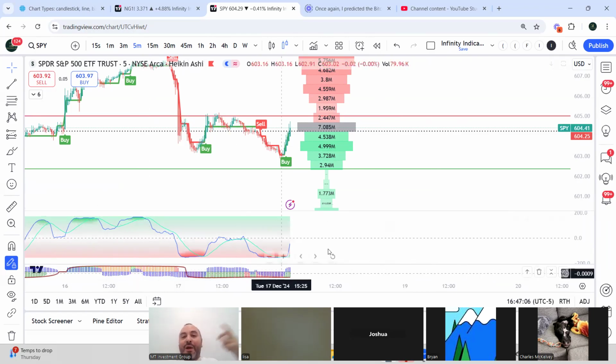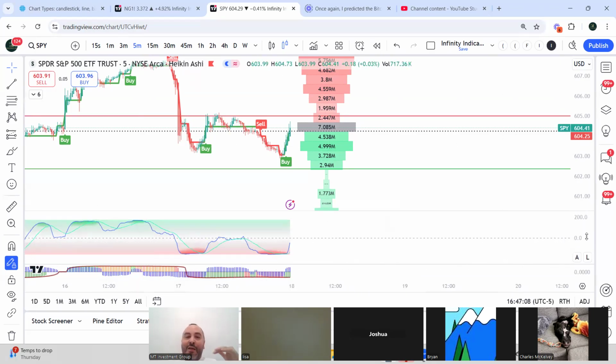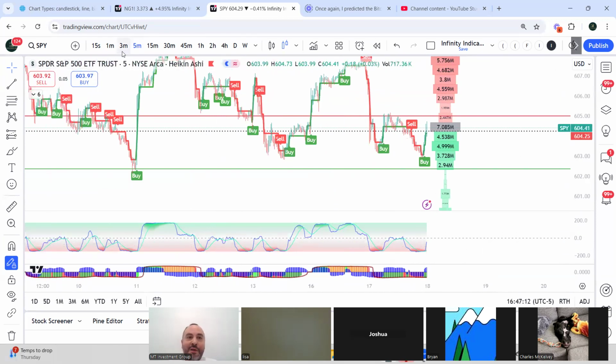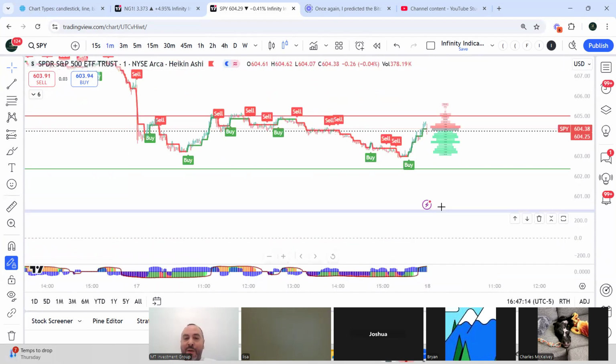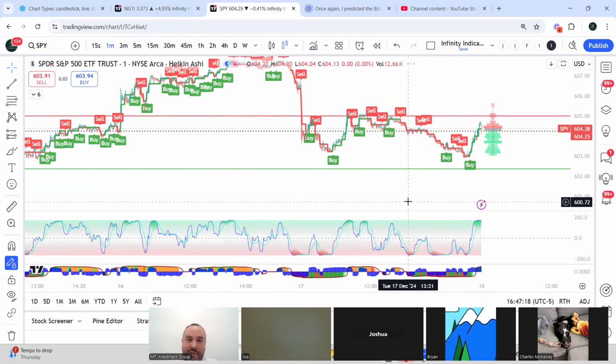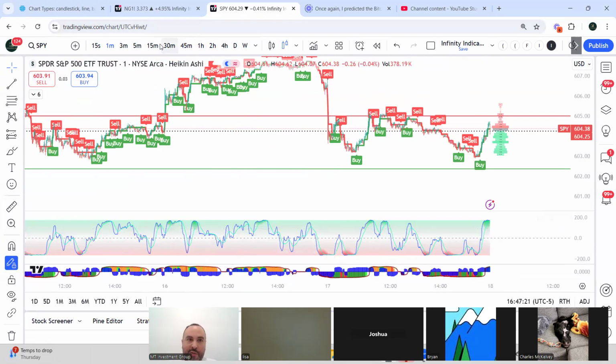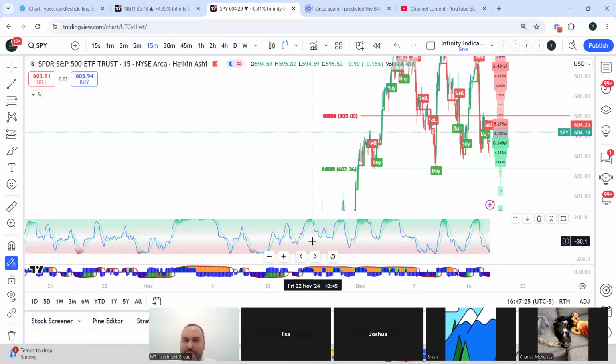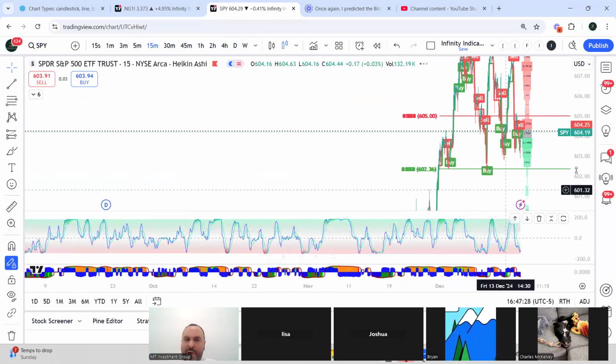So the one other thing that I think you can use this indicator for, let me see if I can find an instance here. Probably on the 1 minute will be easiest. No, maybe not. Let's look at the 15. Okay, this will work right here. I'll pull this area apart.